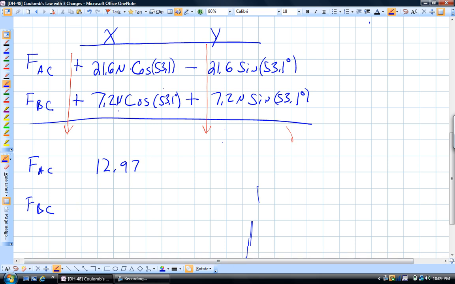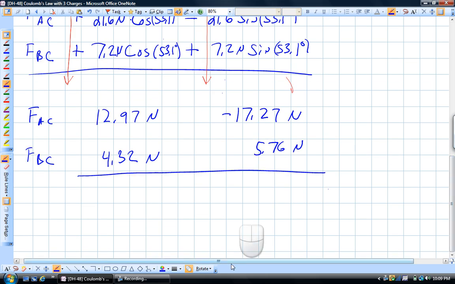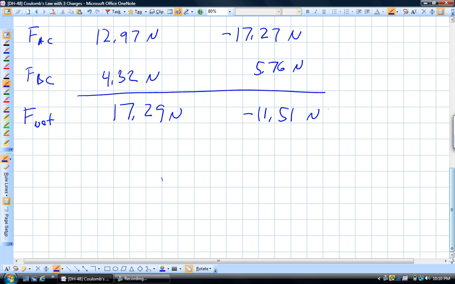And for B, 7.2 times cosine of 53.1 gives you 4.32. And then when we look at the y components, this should give you negative, remember, because it's down, and 5.76 newtons. And when I add those up, I get 17.29 for the x component of the net force, and for the y component I get negative 11.51 newtons. And now we just need to get a magnitude and a direction from this.